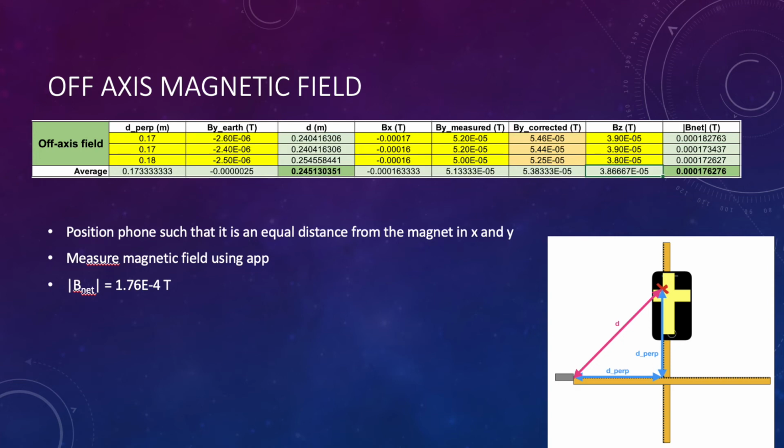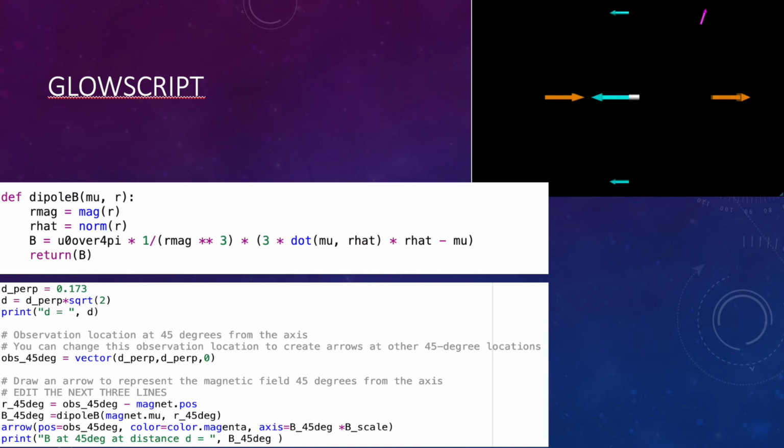We then created a model in GlowScript of the off-axis angle model to compare a theoretical result to the experimental result. The code is shown calculating the magnetic field according to the formula for the magnetic field of a bar magnet not on an axis through the poles.